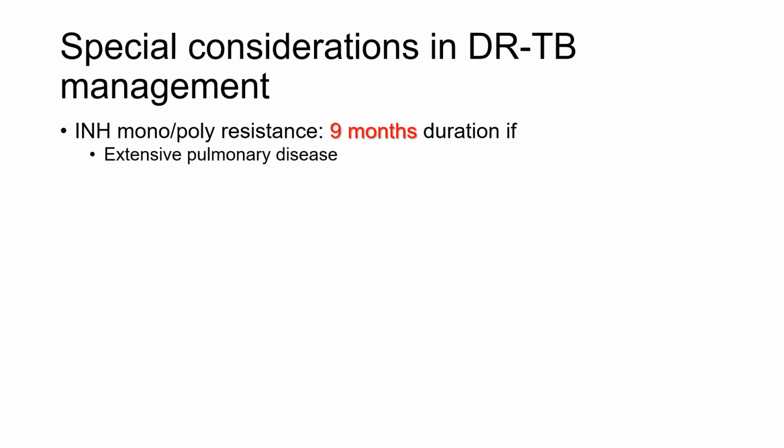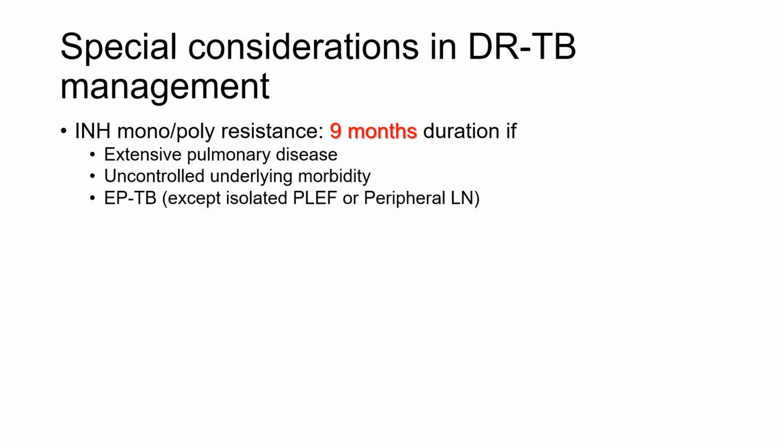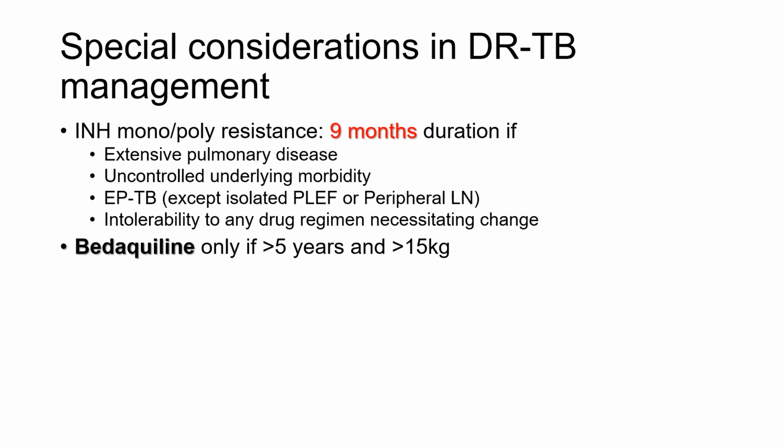So these are the conditions: extensive pulmonary disease, uncontrolled underlying morbidity, extrapulmonary tuberculosis except isolated pleural effusion or peripheral lymph nodes, and intolerability to any drug regimen necessitating change. These are the four scenarios in which an INH mono or polyresistance case has to be given treatment for 9 months instead of 6 months. Next, we learned bedaquiline only has to be used for children more than 5 years old and more than 15 kilo in weight.